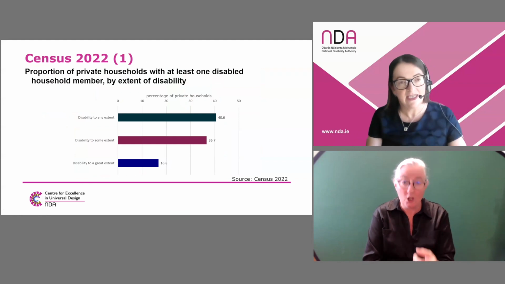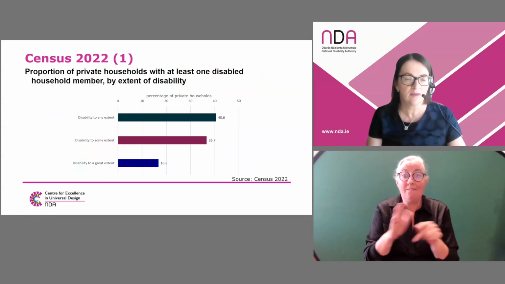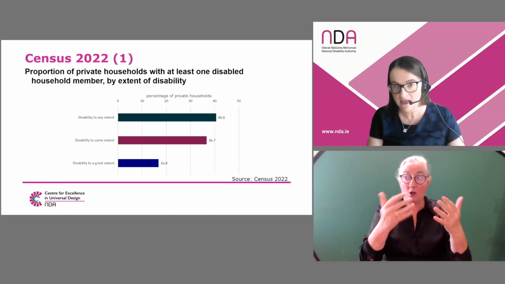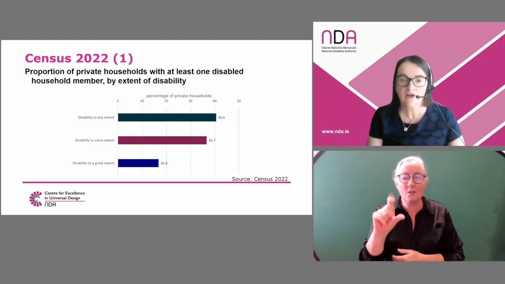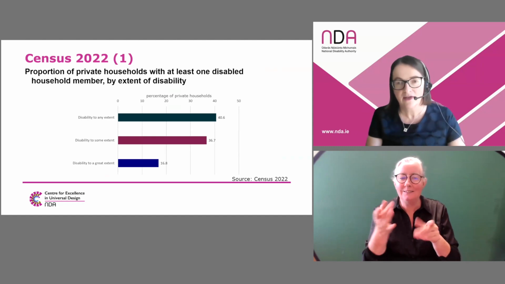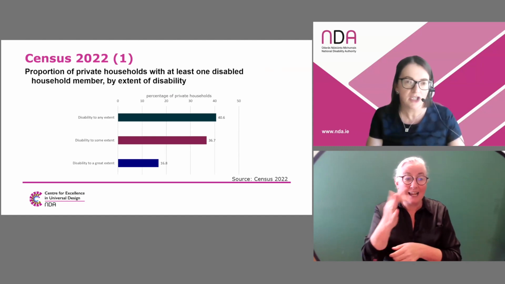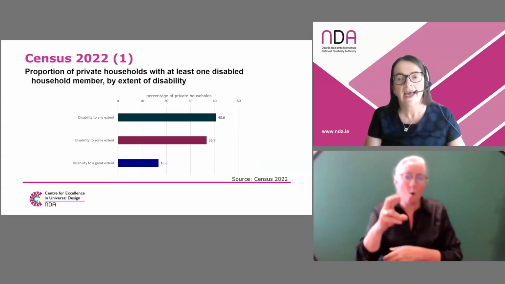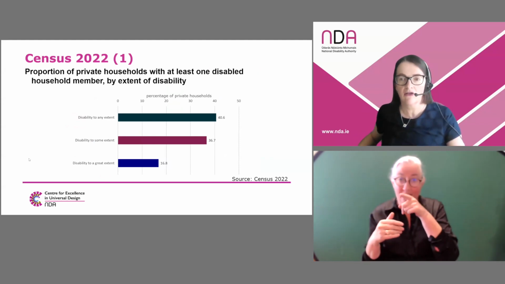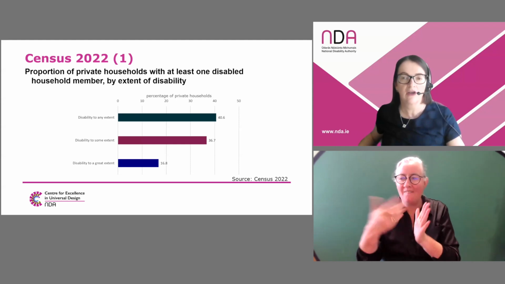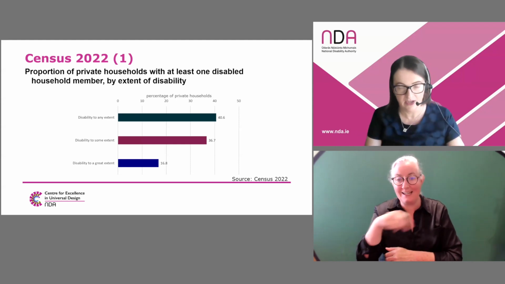To emphasize the need for universal design, I have a small number of slides with data from our recent census in 2022. First of all, the questions that were asked in the census asked us about whether we had a long-lasting condition or a difficulty to some extent or to a great extent. And combining to some extent or a great extent, 21.5% of the population are classified as having a disability.